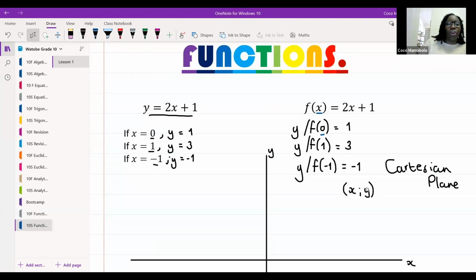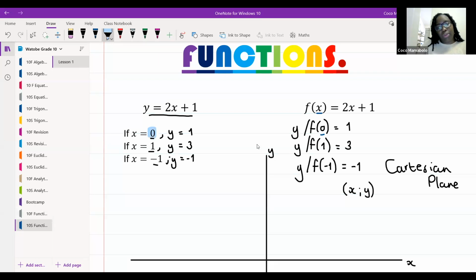All right, Tando, where did I lose you, my sweetie? Ma'am, I'm not sure. So I wanted to ask if you're saying, firstly, y is equal to 2x plus 1 is the same as f of x is equal to 2x plus 1. 100%. Okay, let me show you.